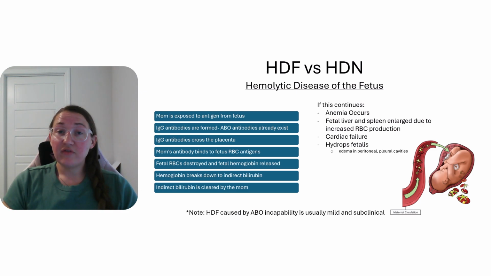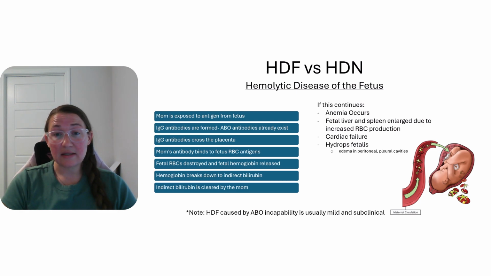And in the case of the fetus, the bilirubin gets sent back through the placenta and is cleared out by mom. So it's not often noticed in the ABO incompatibility. It's usually very mild and subclinical. But if anything severe does occur, we can see anemia in the fetus. Fetal liver and spleens may be enlarged due to an increased RBC production because the red cells are being destroyed, so it's trying to overproduce.